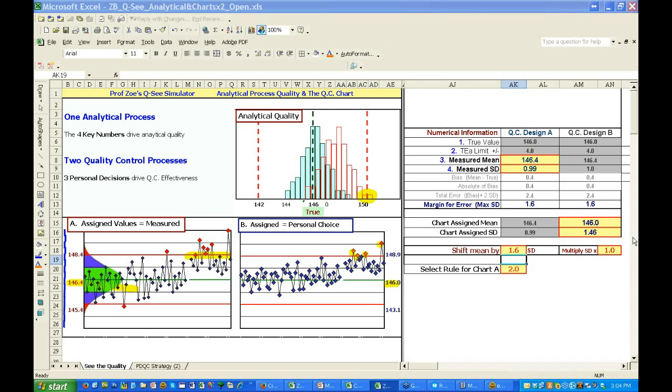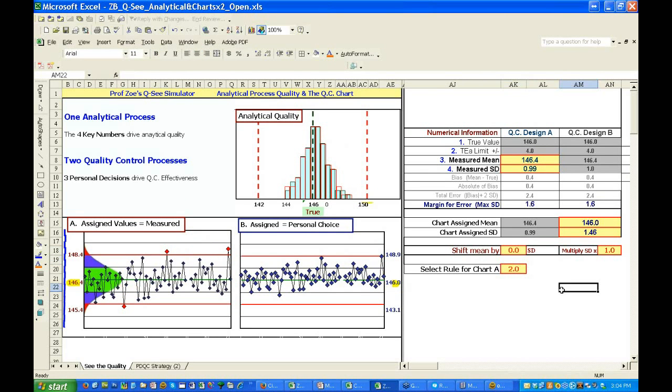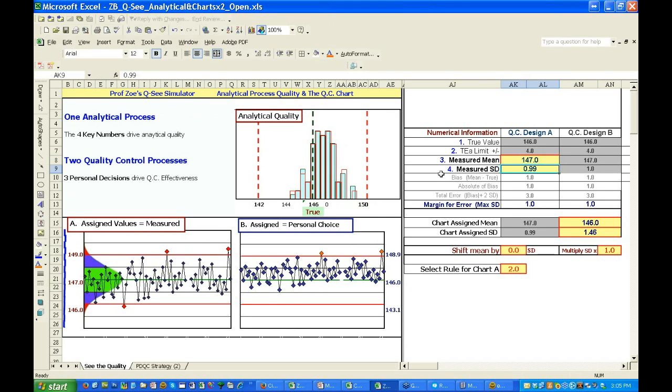I'm going to go back and shift the mean by 0 SD. So now we're going to go up here and put this to 147. What's changed is that the mean has shifted from where it was up higher. So now this margin for error tells me that it can only shift one standard deviation before it's in trouble. So it can only shift one SD.